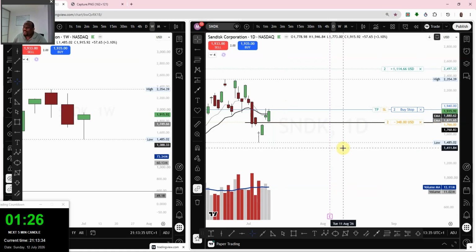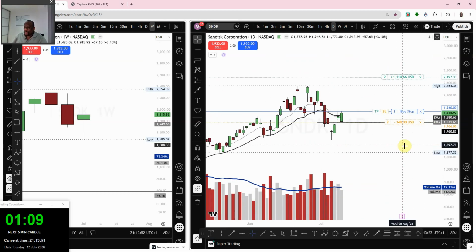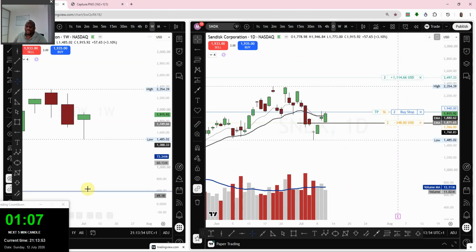So my maximum risk is 1%, but in this case, it came to $348. So if it goes against me on this trade, I'll lose $348. But if it goes my way, I expect to make maybe $1,114. So we are set for tomorrow.